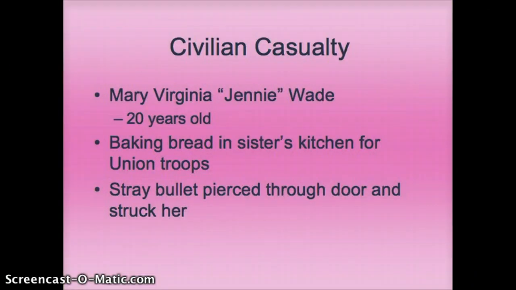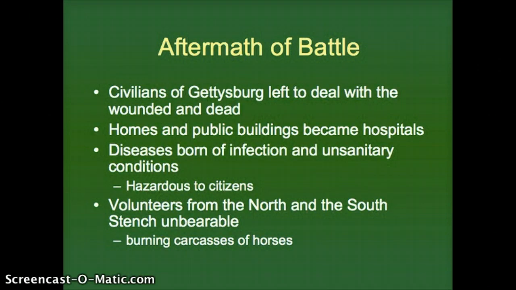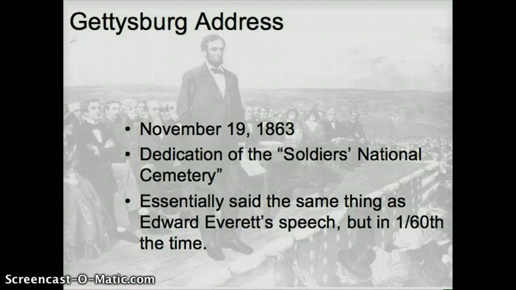And then reiterate the fact that it was a town, there was 1 civilian casualty, it could have been a lot more. Thankfully, there was not. And then again, it's a town. The armies at the end of the battle just leave and leave the unfortunate residents to have to pick up the pieces, as well as bury the dead, care for the wounded, and deal with all of the diseases and infections that come with how unsanitary war can be.